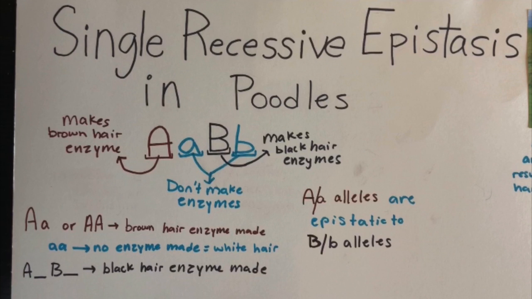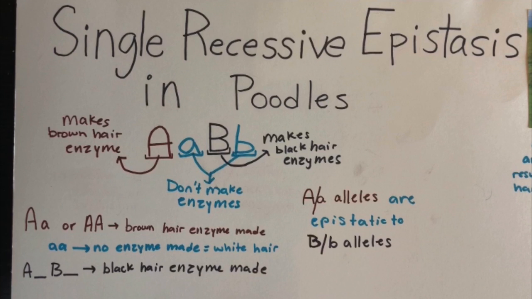to little b. The big A allele produces an enzyme that causes brown hair in poodles. The big B allele produces an enzyme that causes black hair in poodles. So both recessive alleles, that's little a and little b, don't make any enzymes. So without a big A allele, you won't make the enzyme that makes hair brown. And without the big B allele, you won't have the enzyme that makes the hair black.